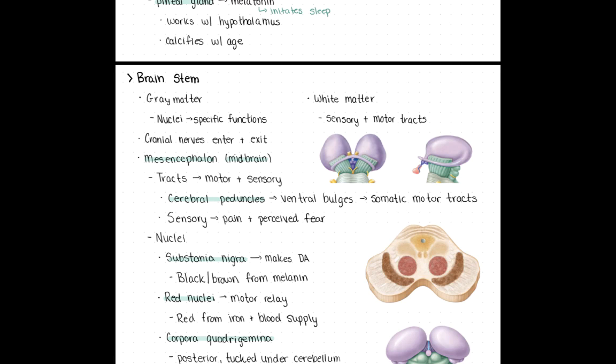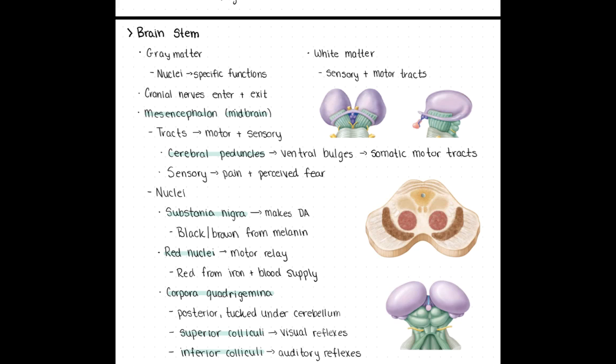Our first region of the brainstem is the midbrain, or the mesencephalon. If we're looking at this picture, this purple here would be the thalamus. You can see the hypothalamus part of it coming off of the front here. Just below that, the green we can see here, that's the midbrain, or the mesencephalon. So let's talk about tracts in the midbrain first.